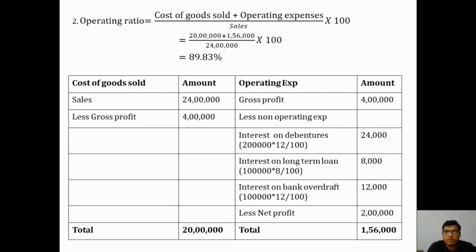So together these both will help us to calculate operating ratio, that is 20 lakhs plus 1,56,000 divided by 24 lakhs into 100, that is 89.83% is our operating ratio.